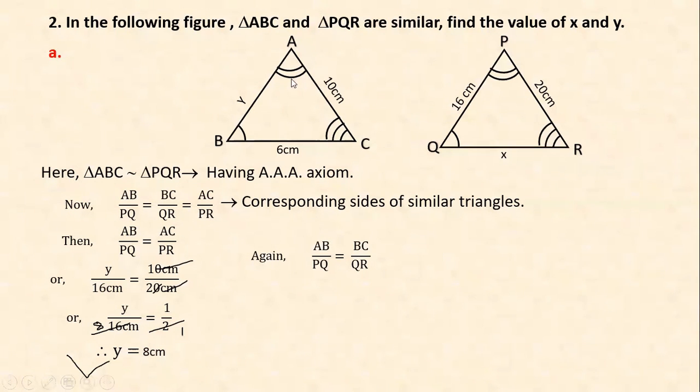AB by PQ, again AB by PQ, and BC by QR. Now we are going to find the value of X. Please don't be confused here: AB means Y, and we already got the value of Y as 8 cm from the first step. So AB means 8 cm. 8 cm by 16 cm equals BC, which is 6 cm, by X, QR.